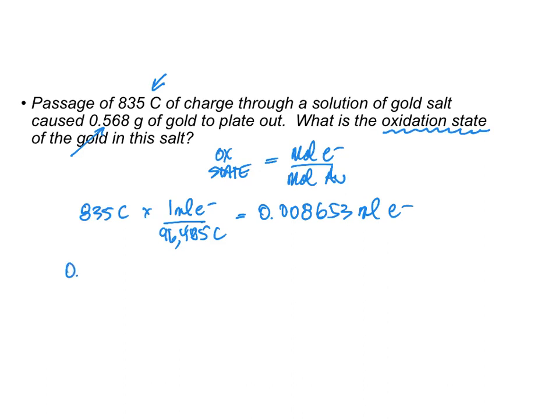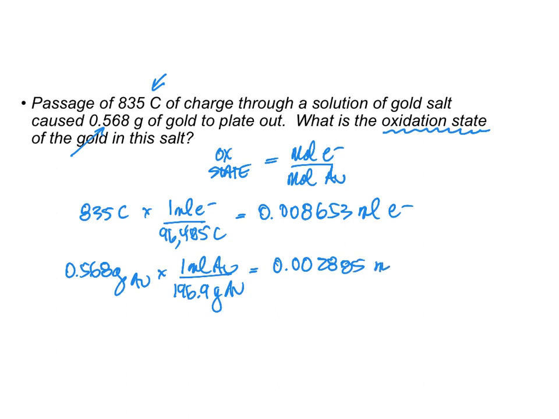Then we're going to take 0.568 grams of gold, and we will say 1 mole of gold weighs 196.9 grams of gold. That is going to give me 0.02885 moles of gold. So I've got my numerator and I've got my denominator.